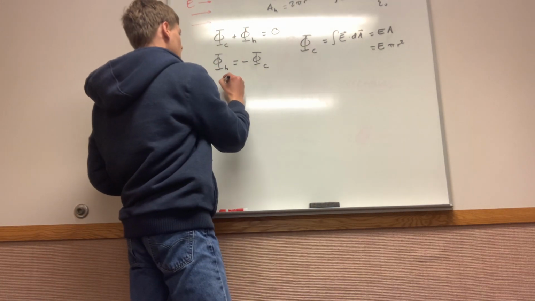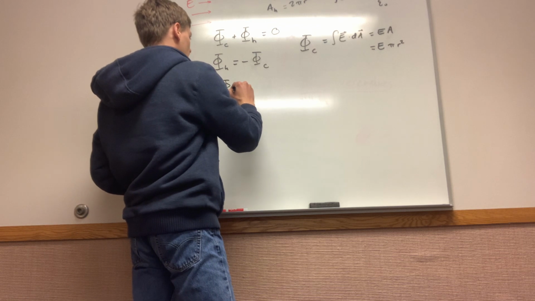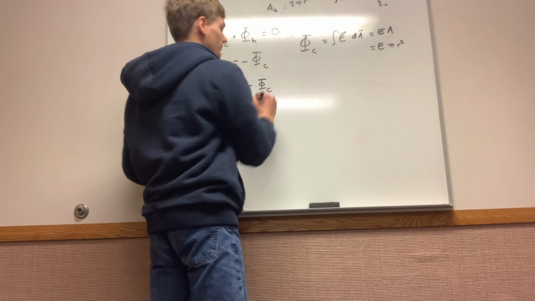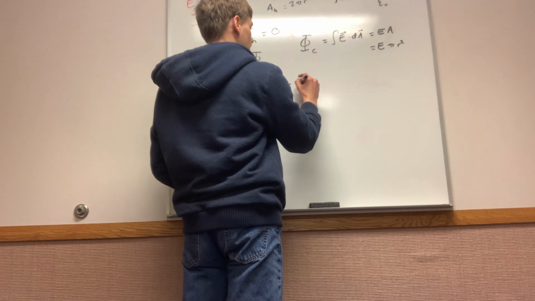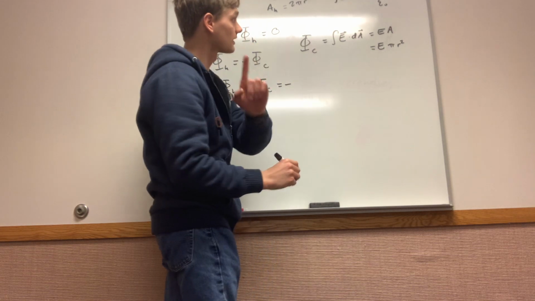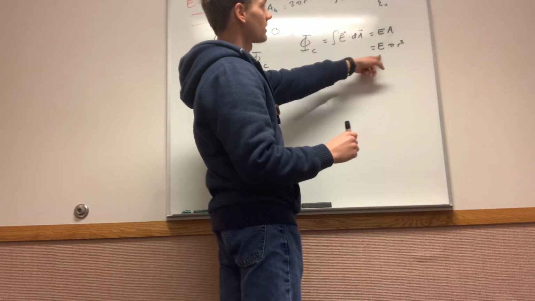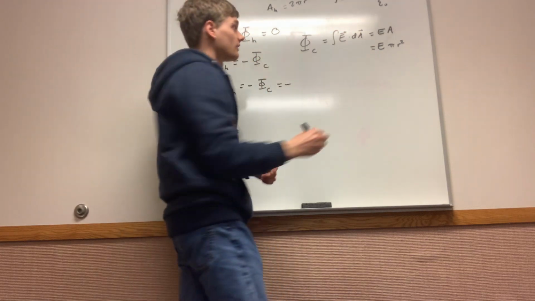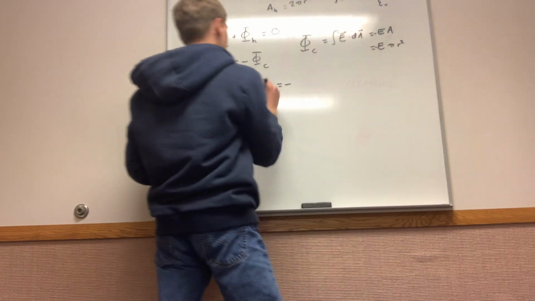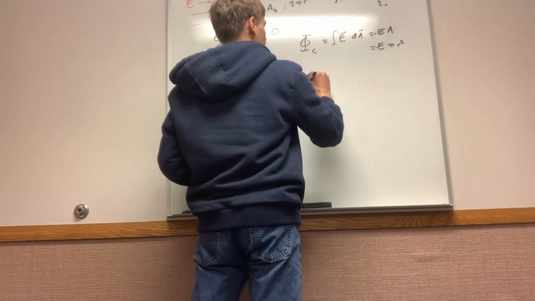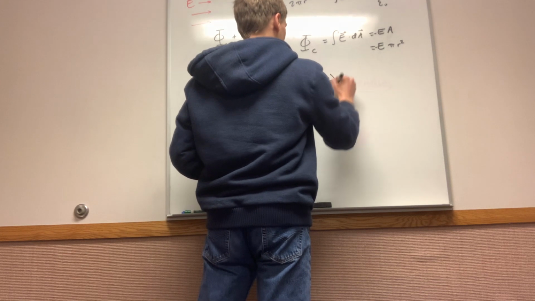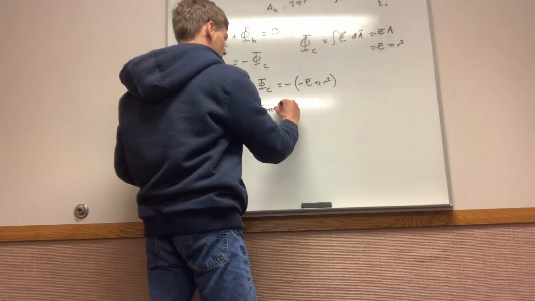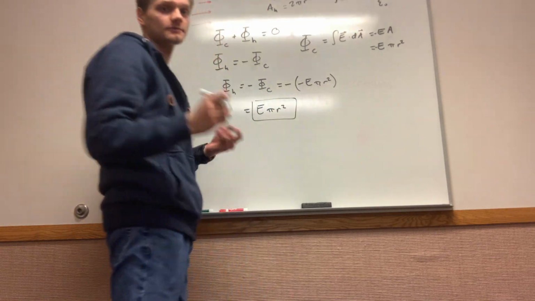If we pull that over here, the flux through the hemisphere will just be negative the flux through the circle, which is negative. Actually, I take that back. This is already negative because they are anti-parallel to each other. So we have negative E pi r squared. So the flux through the hemisphere is just E times pi r squared. Simple as that.